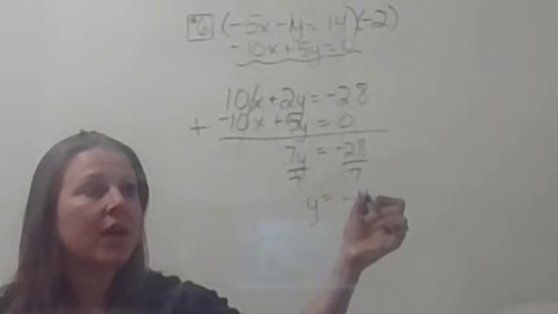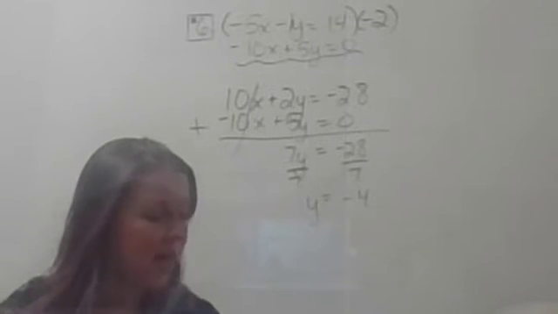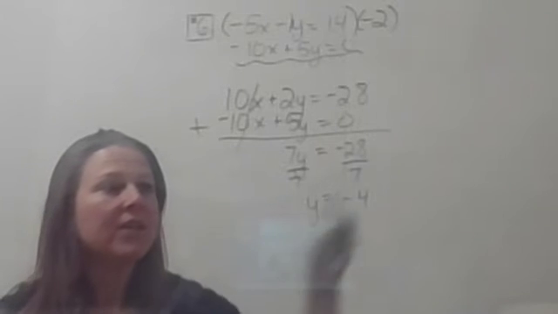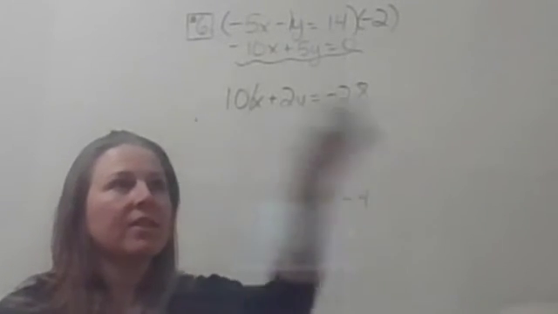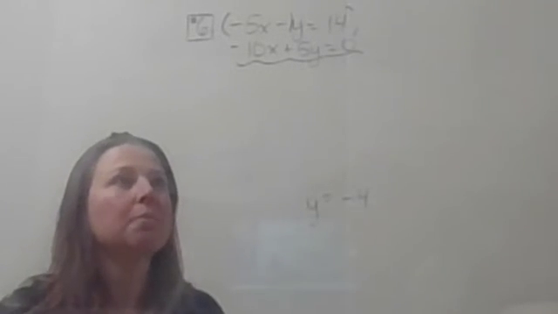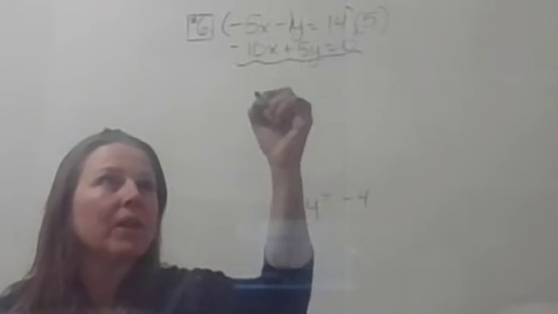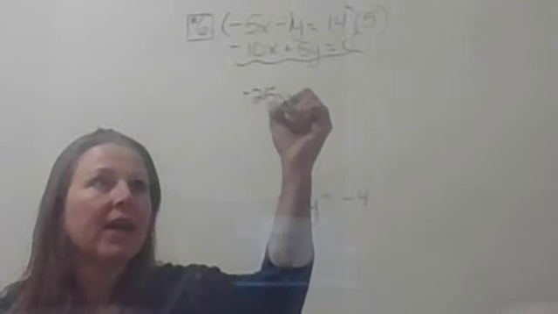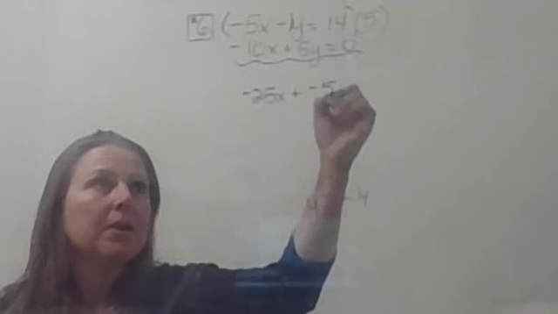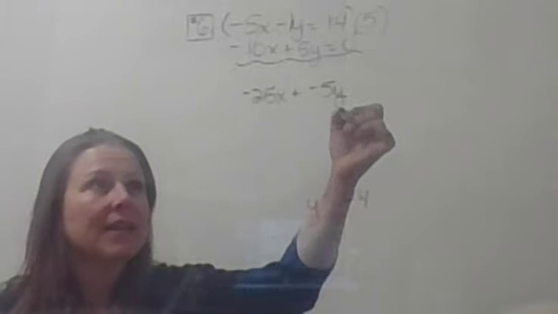So you could plug this back in to either of the initial problems and solve, but that first initial problem was kind of easy to solve by multiplying that by 5. So I'm going to actually leave the problem up there, and this time, let's multiply the top one by 5. So the new top equation is negative 25x, because 5 times negative 5 is negative 25x. I'm going to put plus negative 5y. You can leave it as minus 5y. It means the same exact thing.